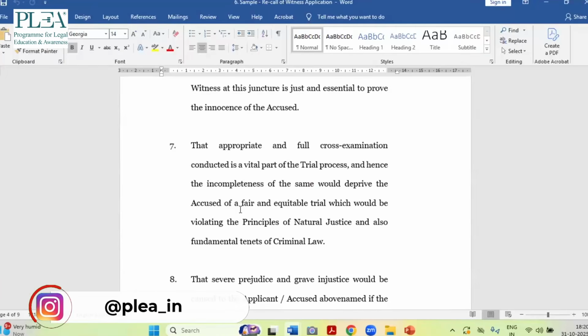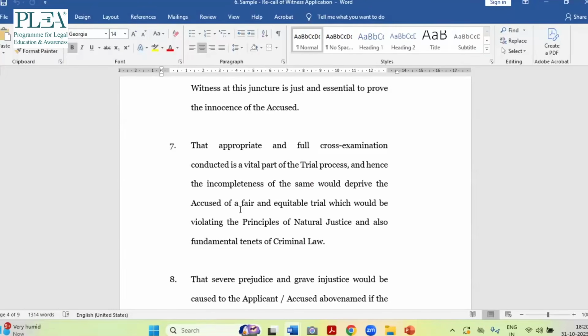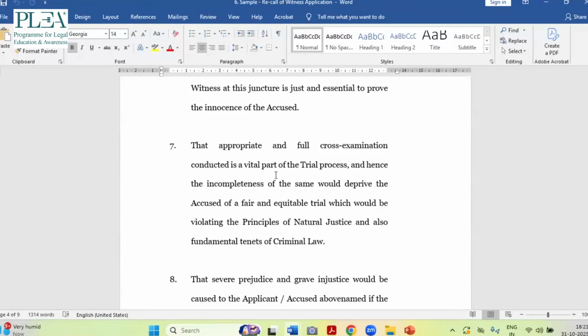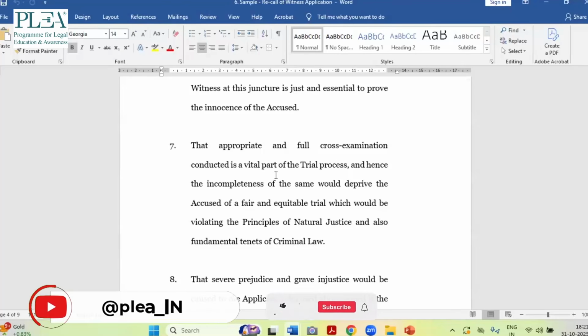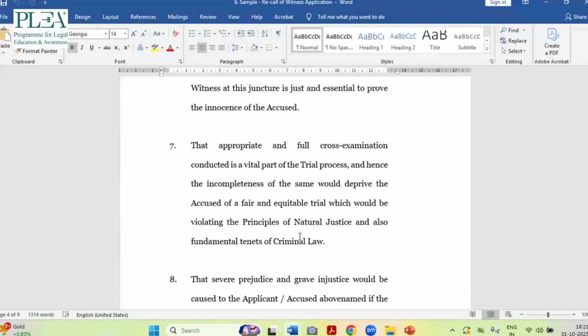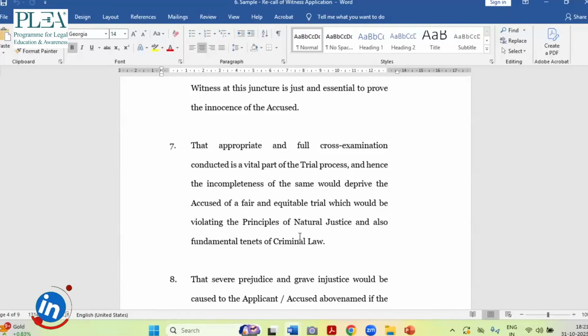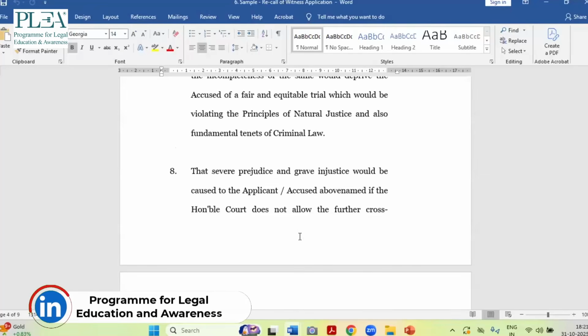Now, the reason for this section allowing such powers by any court at any stage to call any person as a witness, whether examined previously or not, is so that the complete evidence, or the complete record showing the true facts of the case, is put up before the court, and so that the accused gets a fair and equitable trial, which should not discard the principles of natural justice of not being heard, and not go against the fundamental tenets of the law.